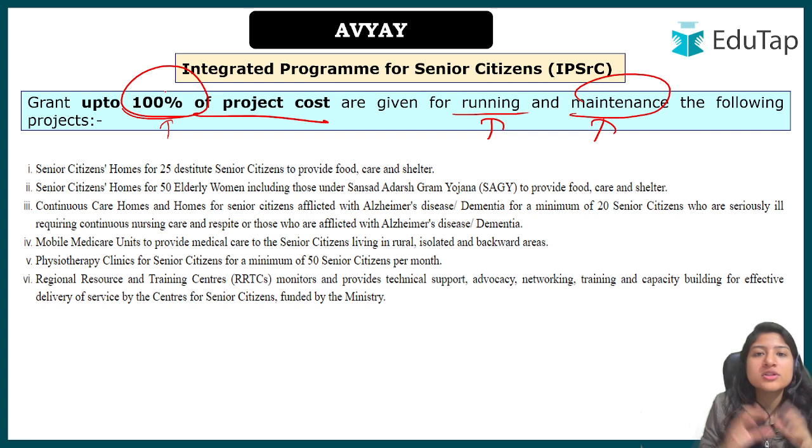Okay, अब ये कौन-कौन से projects हैं? So this is the list. Okay, these are the 6 list. अब यहाँ पे क्या है? Basically we are talking about senior citizen homes. Now there are some categories that have been specified by the central government. Now what are the categories?